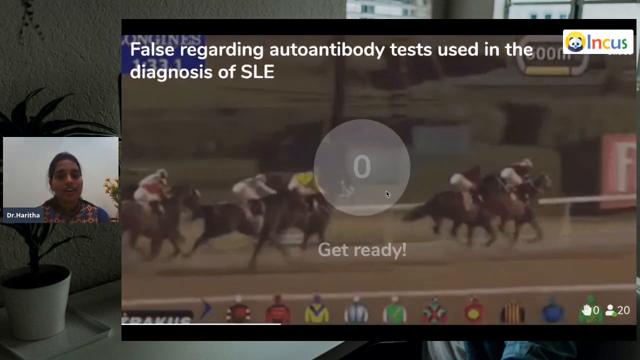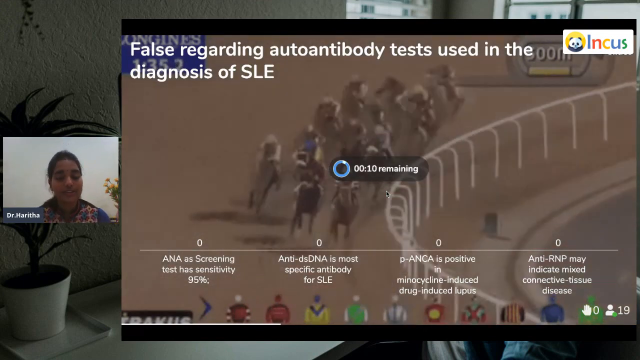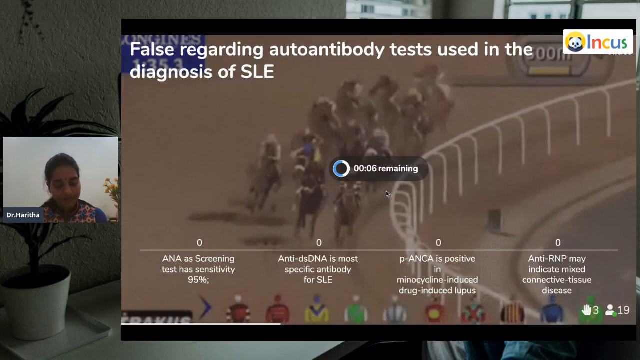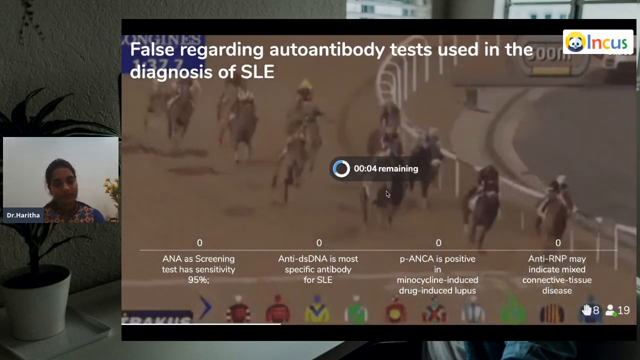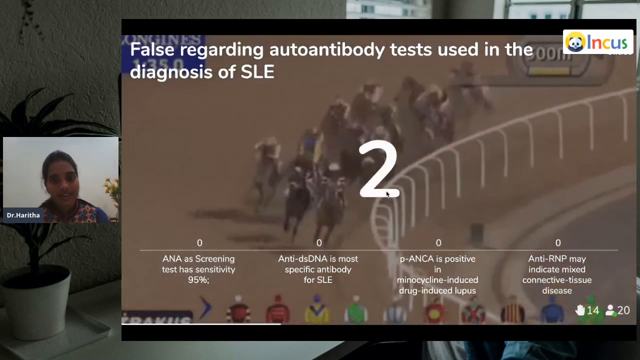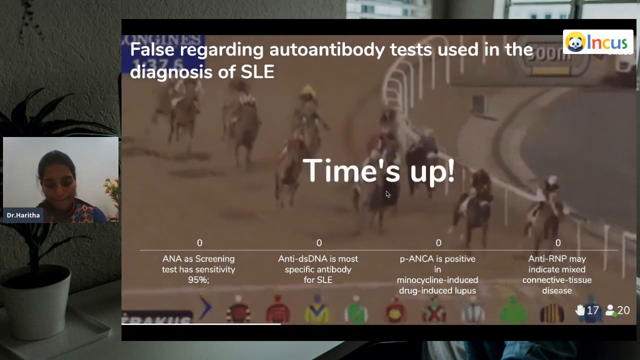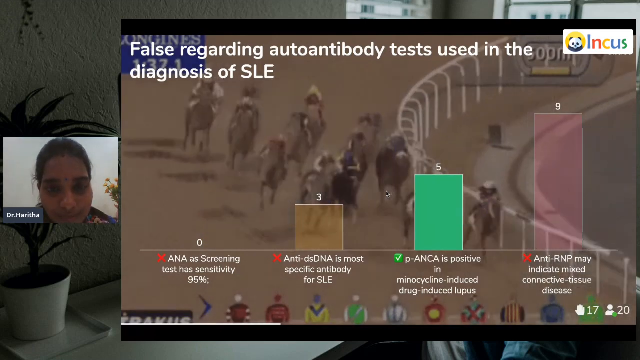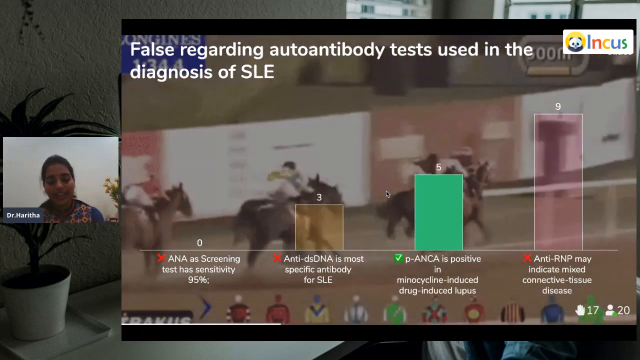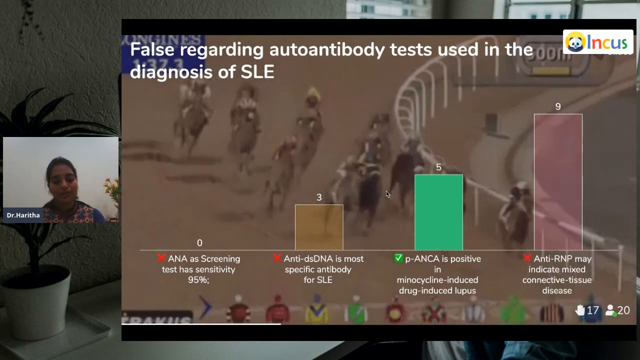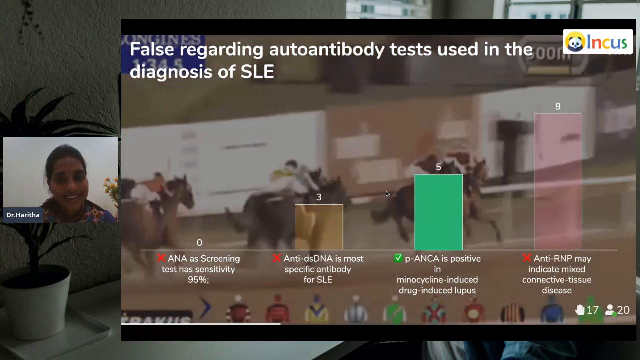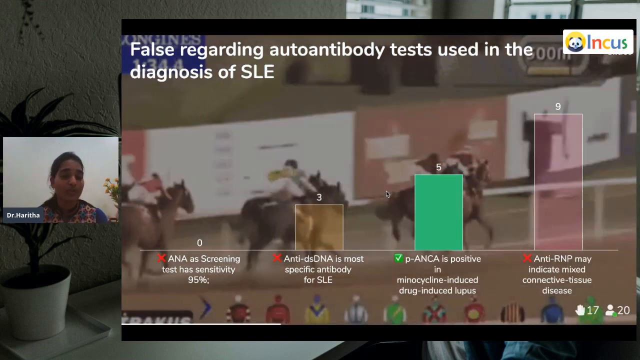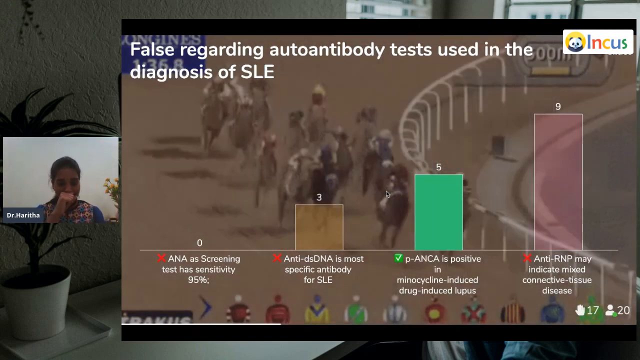False regarding autoantibody tests used in the diagnosis of systemic lupus erythematosus. Yes, time's up. It's ANA that is positive in minocycline-induced drug lupus. Yes, so that's false. Now, what is SLE? Systemic lupus erythematosus. Favorite question for most of the examiners.